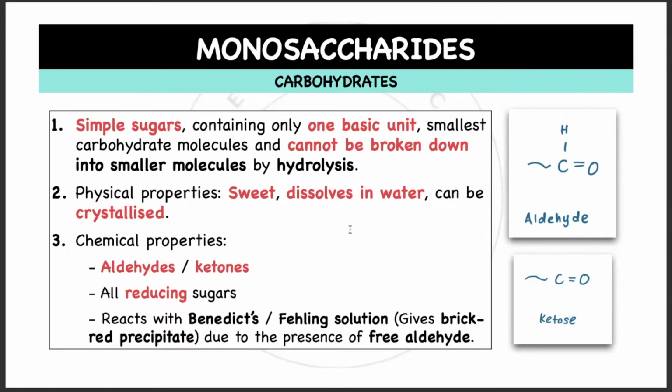Okay, so some physical properties: it's sweet, it dissolves in water, and it can be crystallized. And for chemical properties, like I mentioned, it exists as aldehydes and ketones. They are all reducing sugars. So what is reducing sugar? It means that it actually reacts with Benedict's or Fehling solution, and when it reacts with the solution, it gives a brick red precipitate. And this is due to the presence of free aldehyde. So it's just important to remember that it reacts with Benedict's solution and gives brick red precipitate.